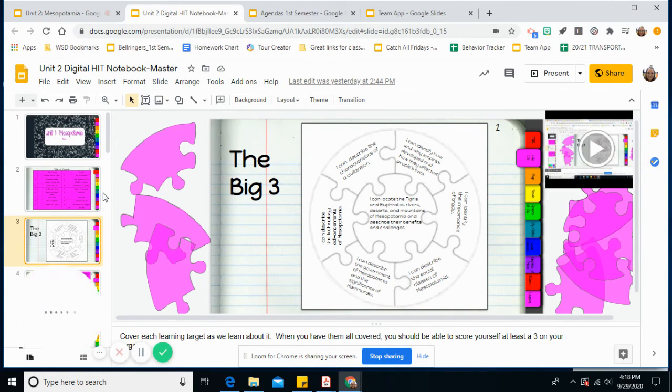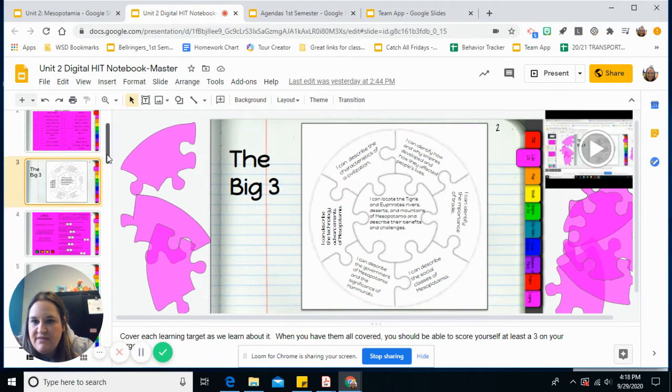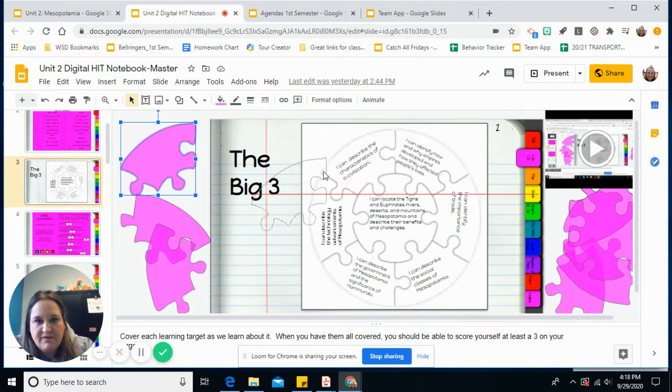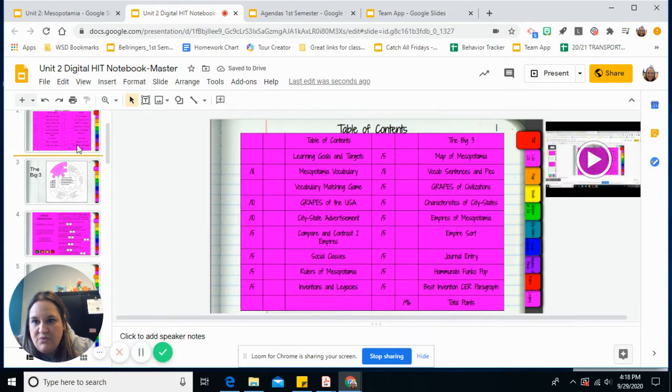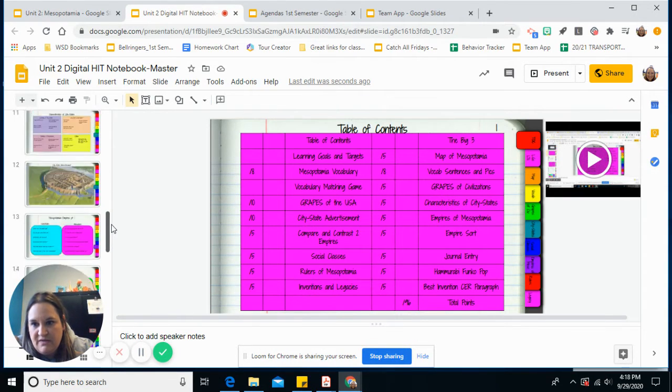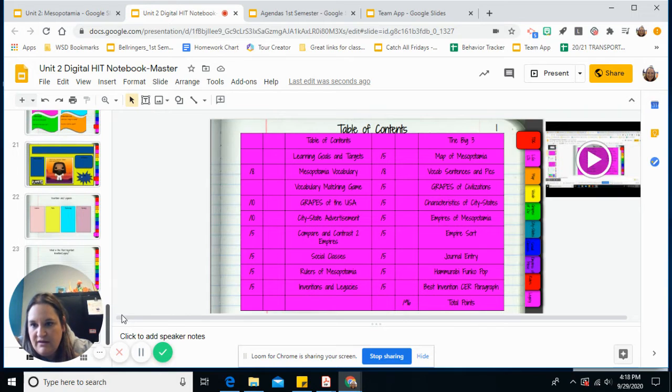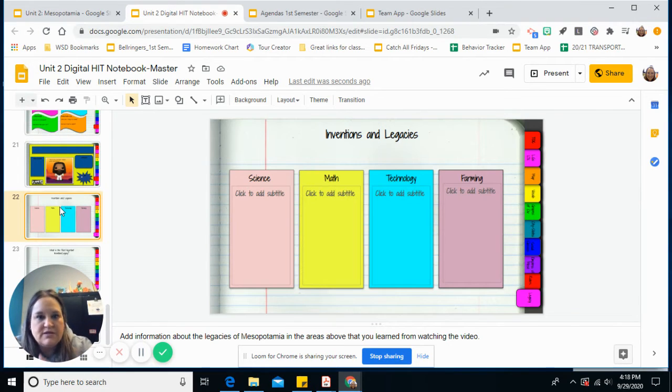So going to our notebook, that means this should all be filled out now. We should have our puzzle pieces covering all of these learning targets because we have learned them all now. So make sure that you have all of these targets filled in, covered up, and we are ready to go. So today we're going to be on these slides right here. We're going to be on slide 22.